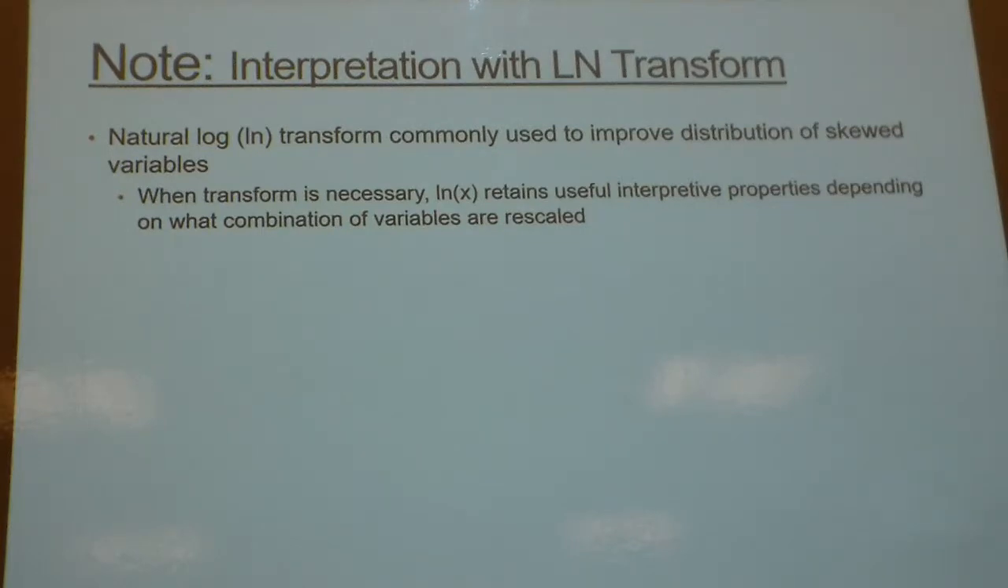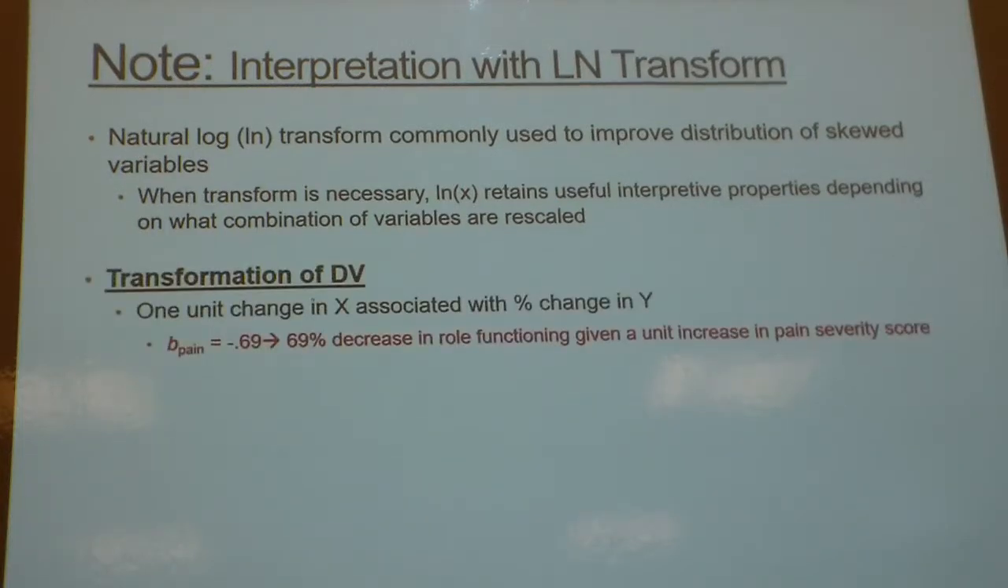Note on our natural log transform. In this example, we actually did go through and use a natural log transform. Natural log is helpful for addressing the skewed distribution, and as I've said before, it's helpful because it has some advantageous interpretive properties. Depending on what we're transforming and where it's at in our model, it changes our interpretation a little bit. If I've transformed my outcome variable using a natural log, we would interpret this as a 1 unit change in X associated with a percent change in Y.